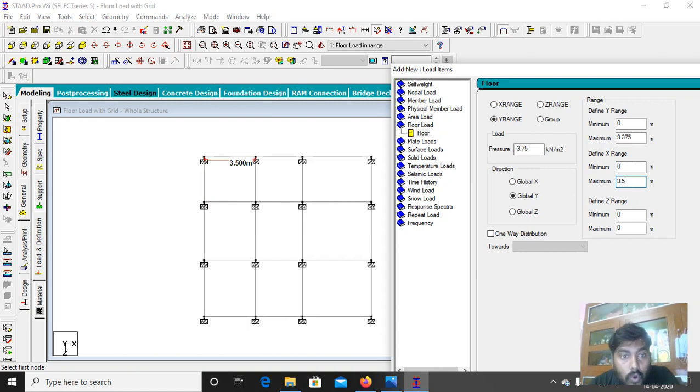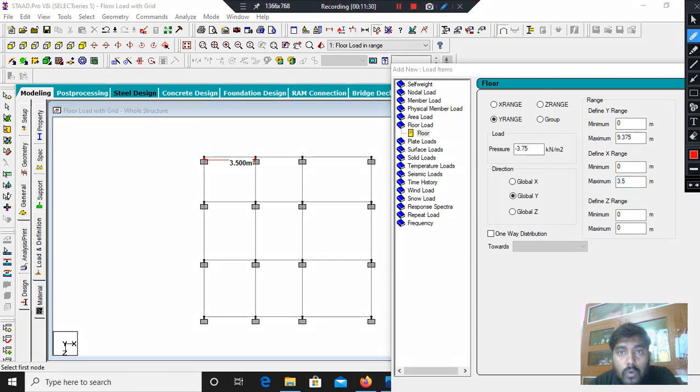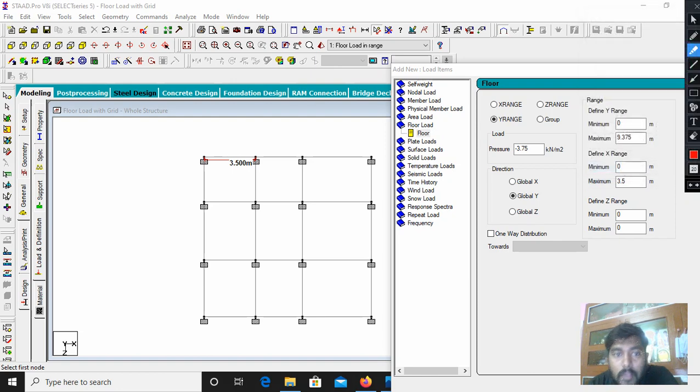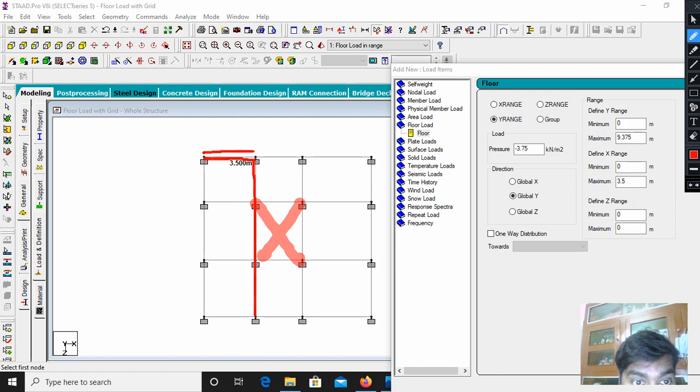Now we are creating, all right, let us take this color. So there will be no floor here, and only from here to here we are covering this part. So in the x direction we have covered, the x range we have covered.